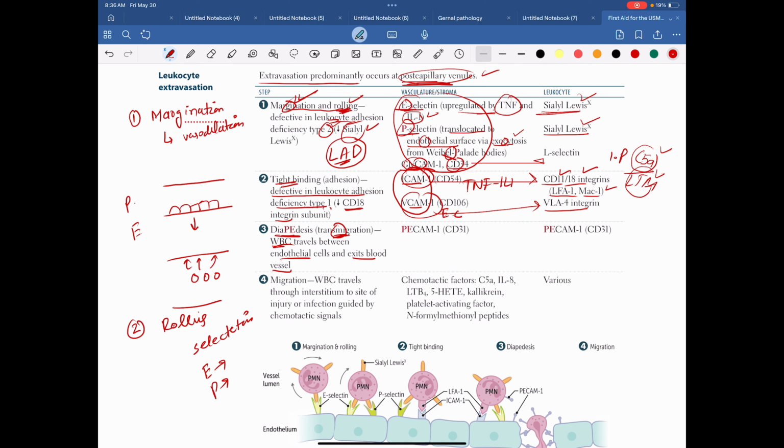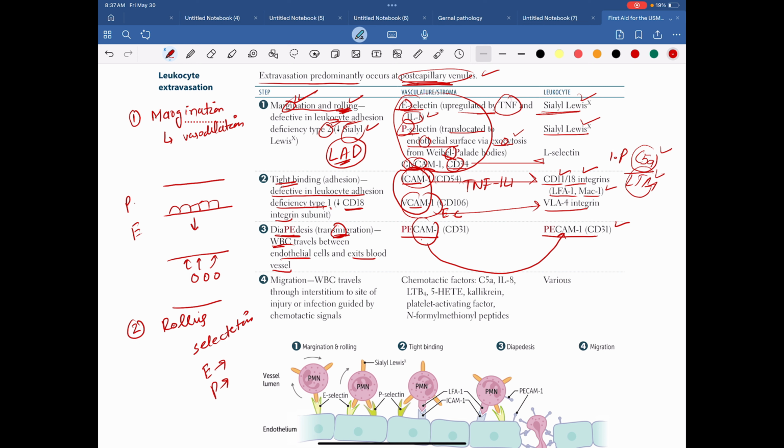Then again we have to remember what are the proteins that are going to help in diapedesis. Basically we have the PECAM-1, which is also called CD31, that is present on the vascular endothelial cell, and on the leukocyte we have the PECAM-1, which is also CD31. So there is an interaction which is going to occur between the PECAM-1 on the endothelial cell and the PECAM-1 on the leukocyte, and this interaction is going to help diapedesis. So this is the interaction which is going to help the white blood cells exit. So this is the third step which you guys have to remember.